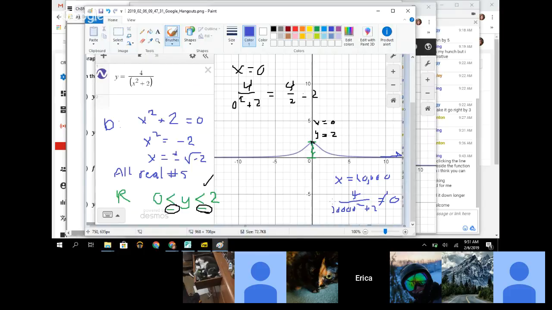So on this side, I don't need the equals part. So for my range, y is going to be greater than 0, but less than or equal to 2. That's what my range would be for this particular function. Okay? So, yes. That's what's going to go on with that.